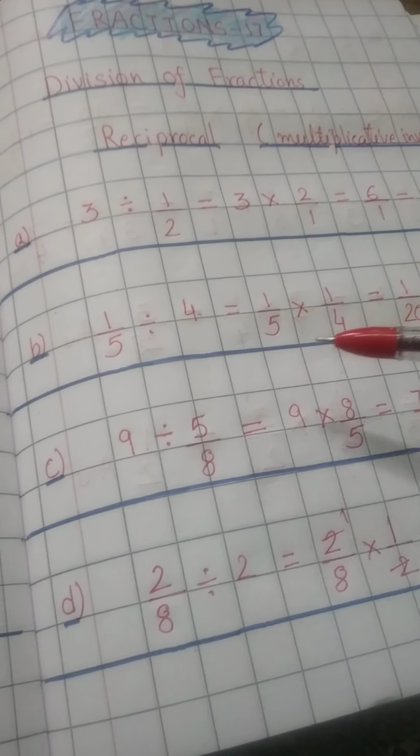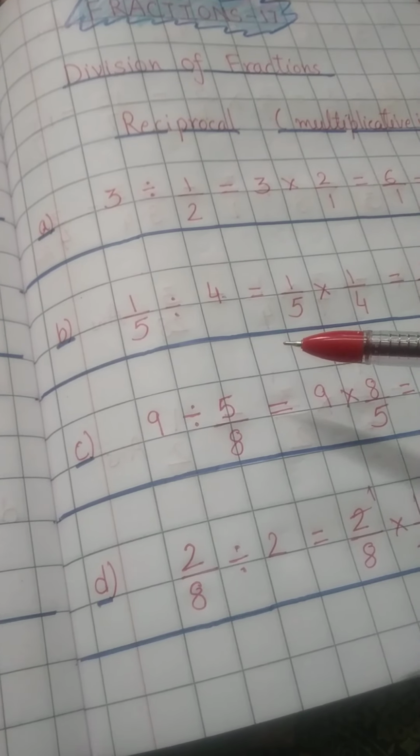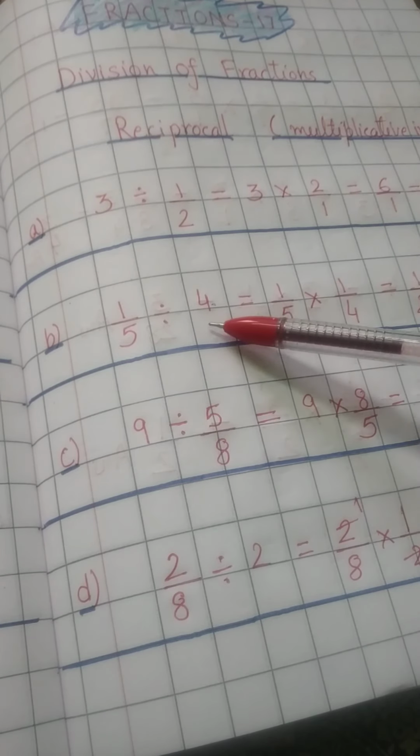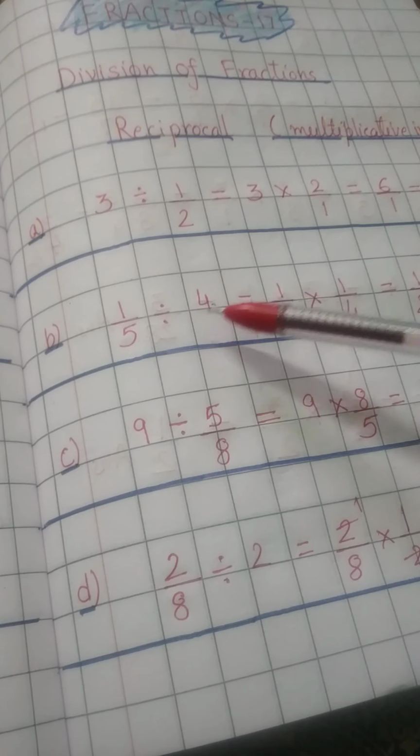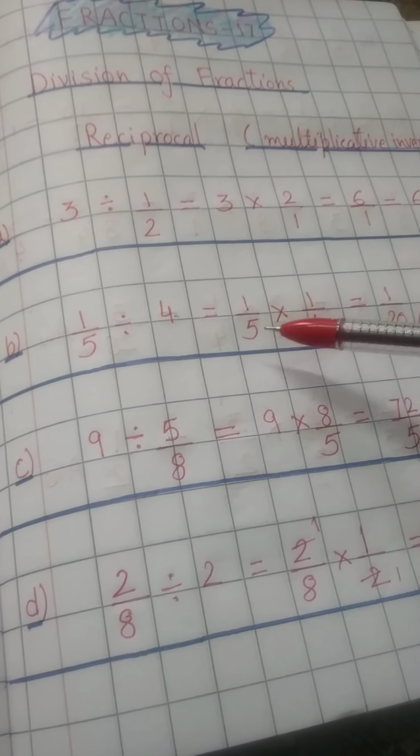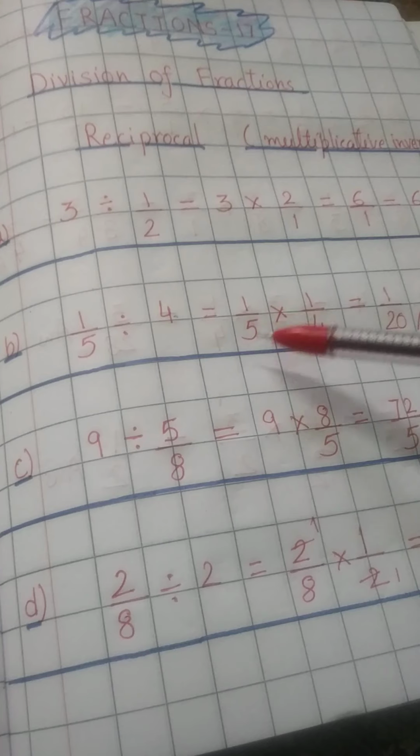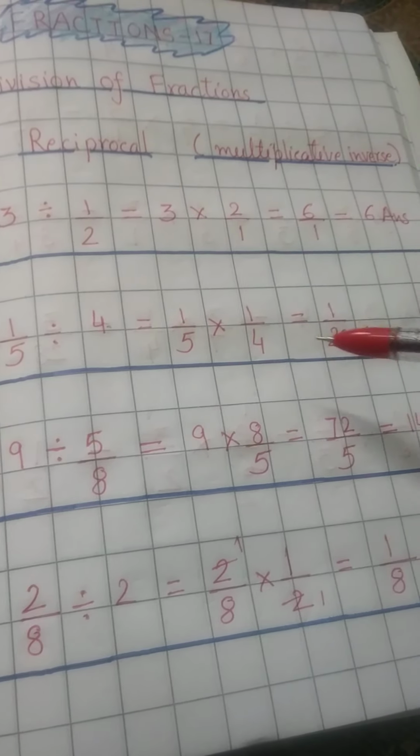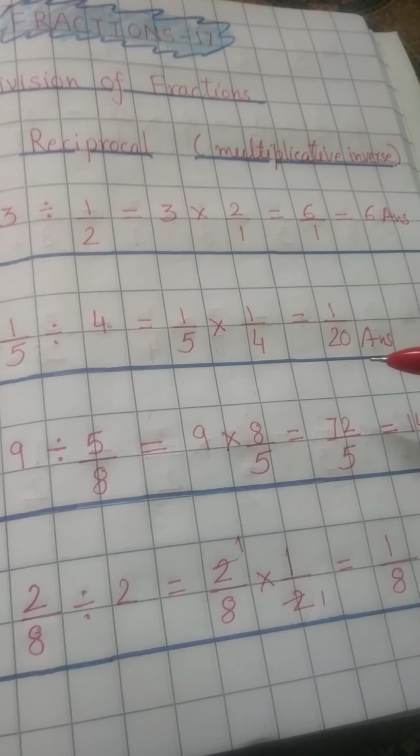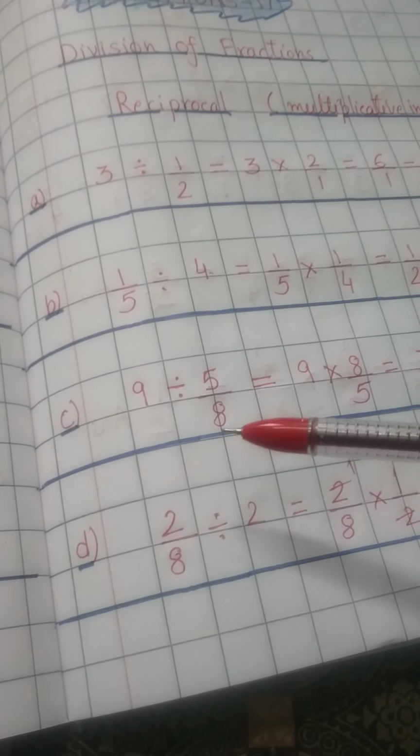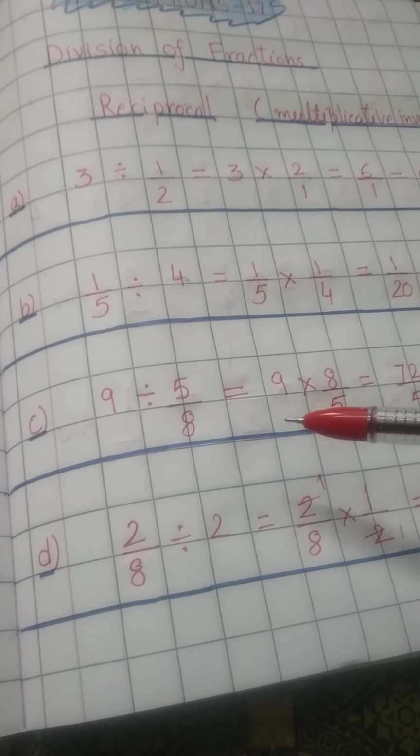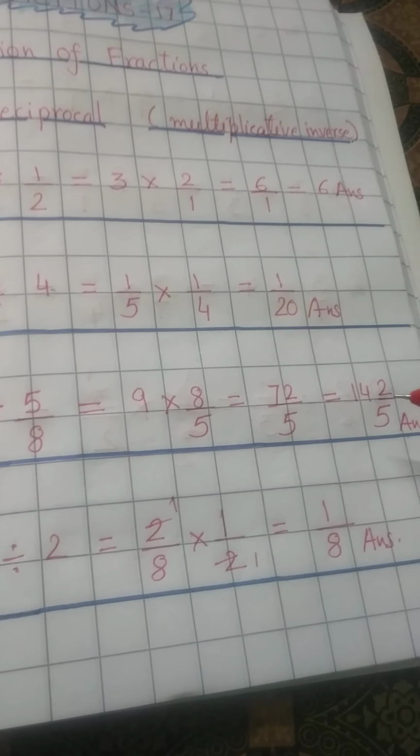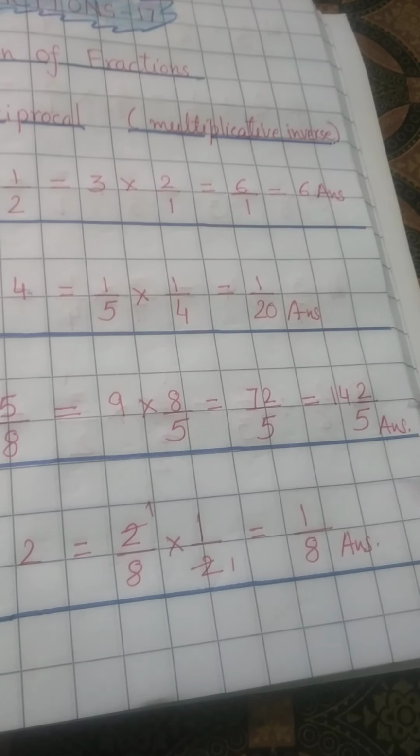Right? Then the next question, 1 upon 5 divided by 4. You have to change the position of the term which is after the division sign. That 1 upon 5, which is before the division sign, will not change, into 4 upon 1 will become 1 upon 4, and then 1 1s are 1 and 5 4s are 20. Then 9 divided by 5 upon 8, same, 9 into 8 upon 5, 9 8s are 72 upon 5, and then in its lowest form this one.